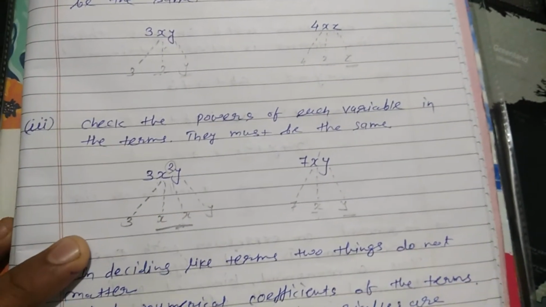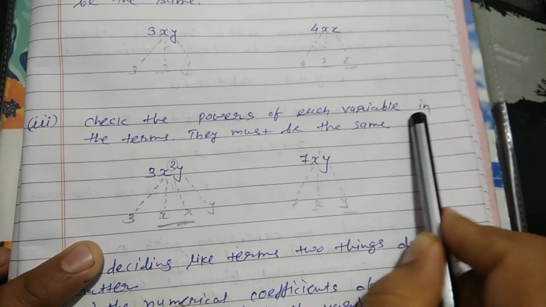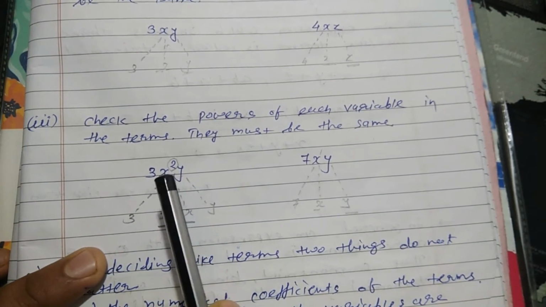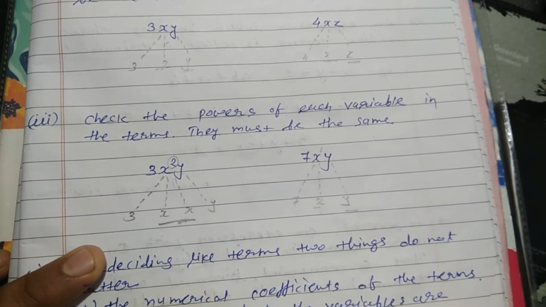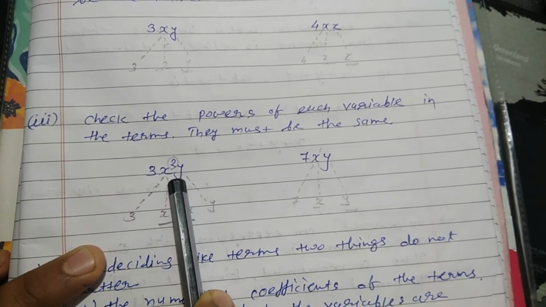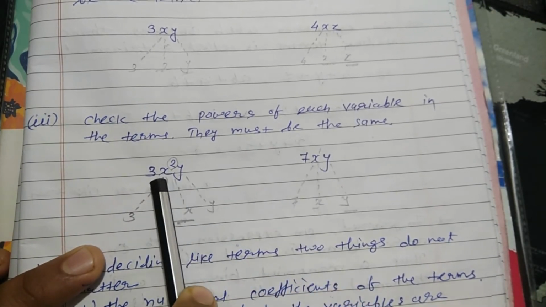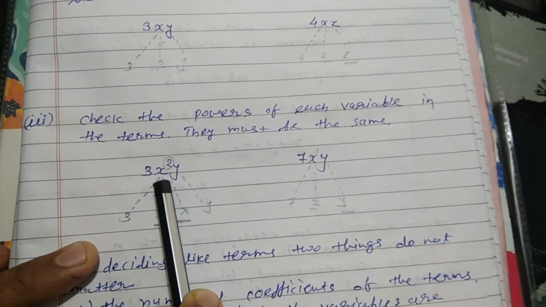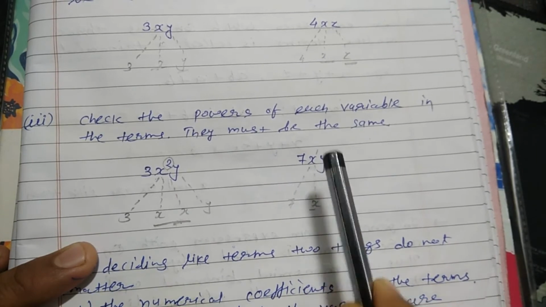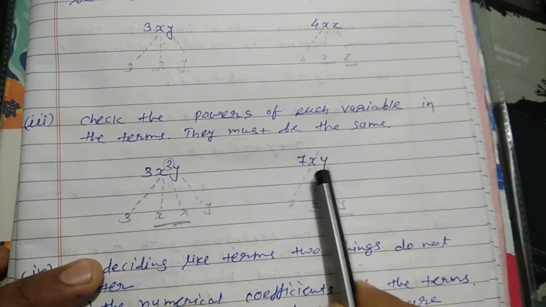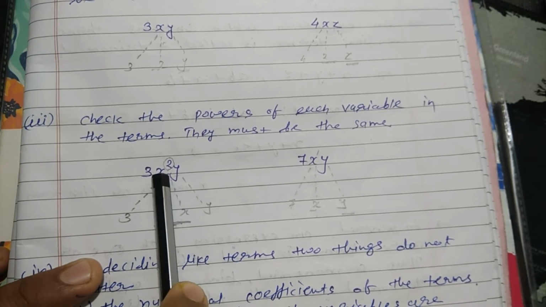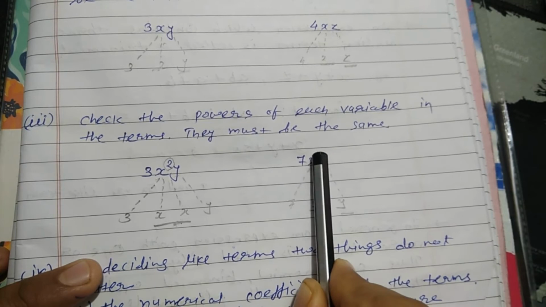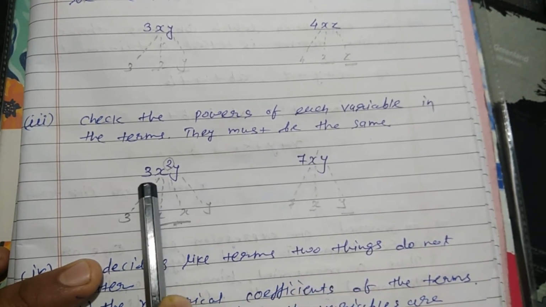Okay. Next, the third one: check the powers of each variable in the terms; they must be the same. Now if the variables are the same, then you have to see their powers. Here two terms are there, 3x square y and 7xy. First we see the variables: x and y here, x and y there. But when the variables are the same, you have to see their powers. Here x has power 2, and here x has nothing written, so it is 1. So x has power 1 here and power 2 there.